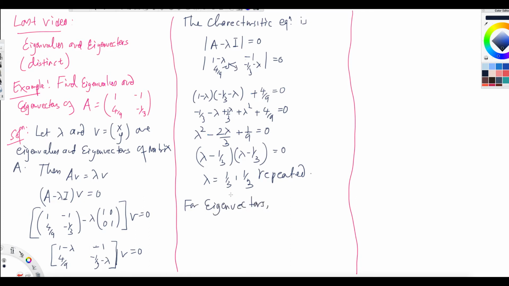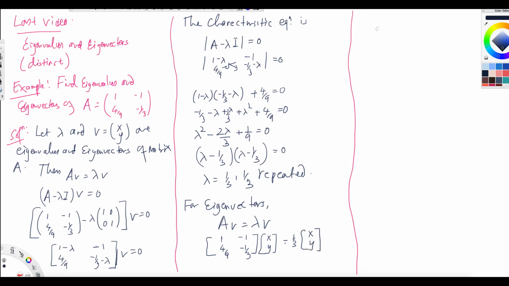How do I find out the eigenvectors? We do AV equals lambda V, right? But what we consider for V is X, Y. So our A is 1, 4/9, and then negative 1, negative 1/3. You see that? And then V is X comma Y and lambda is 1/3. Both lambdas are 1/3, so you don't have to do it twice, just X, Y. So AV equals lambda V.